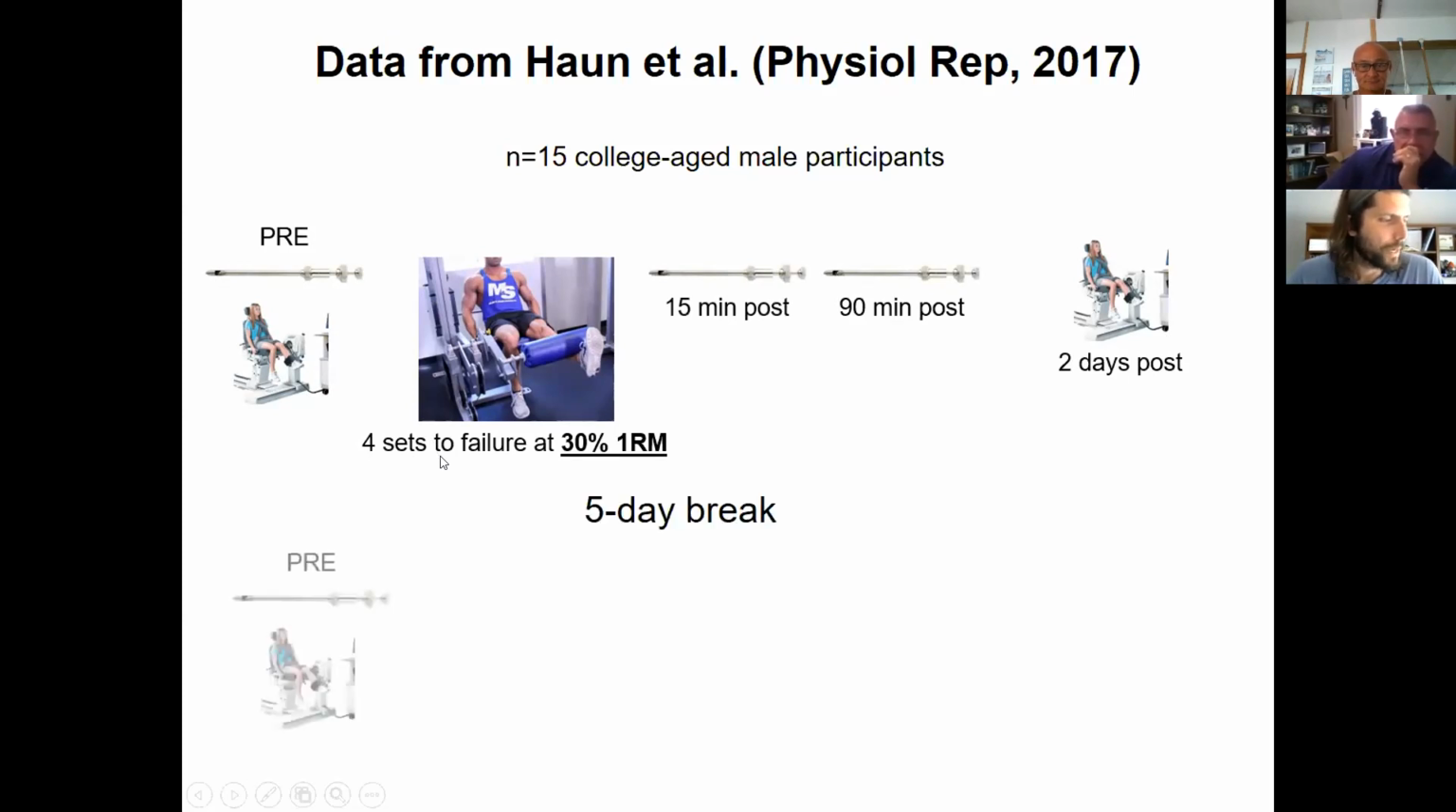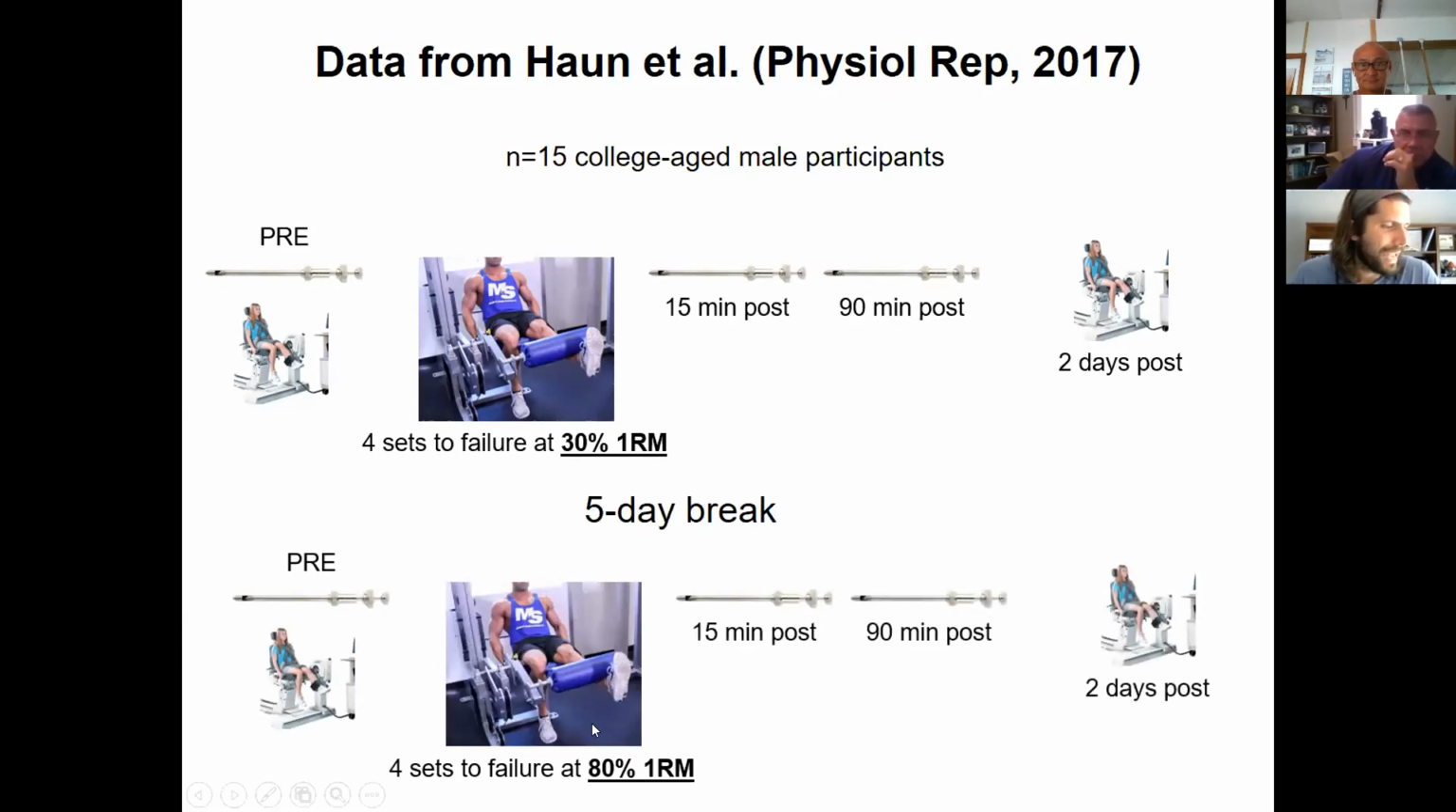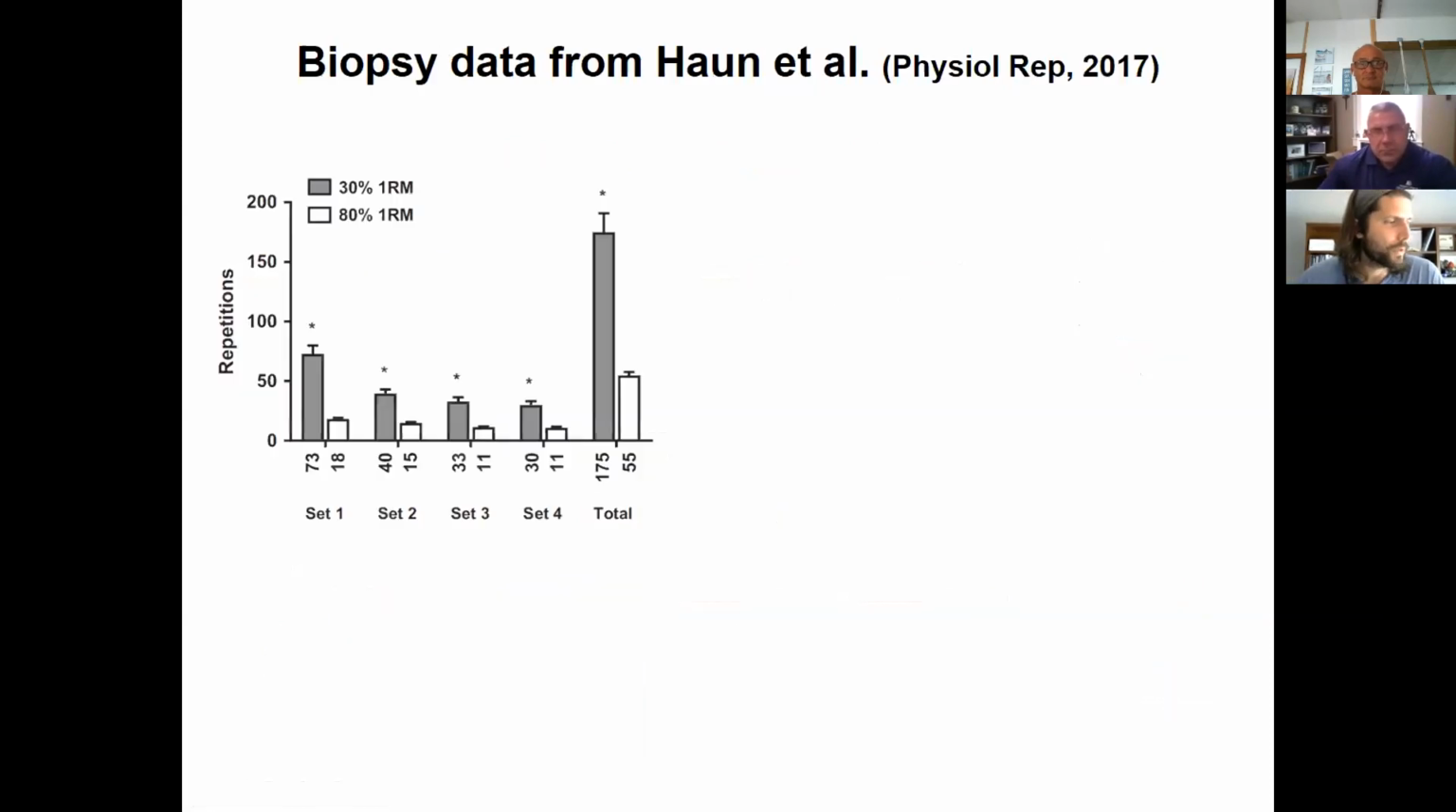They took a 5-day break, and then we replicated the same exact testing procedures, but this time 80% 1RM training to failure was implemented, right? So this is one acute bout of exercise, looking at the acute response.